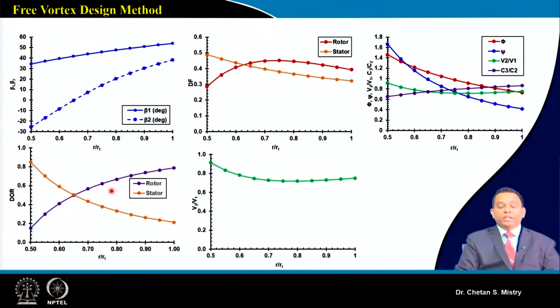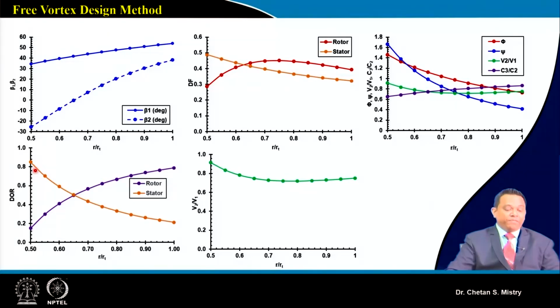Okay. Here in this case, this plot represents how my diffusion factor is varying. Earlier we did our calculation for the rotor, and here this represents my diffusion factor for the stator. What we can see is that my diffusion factor at the hub is coming out large. That means it is highly loaded near the hub region.